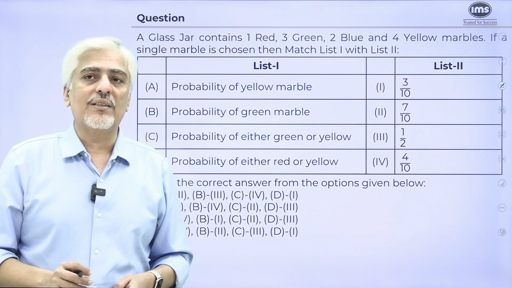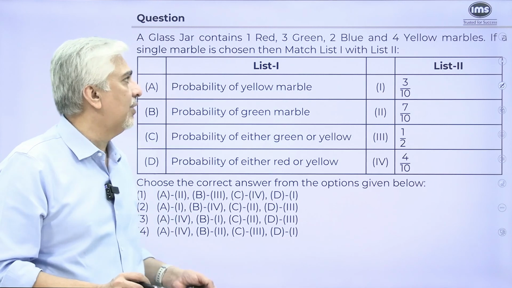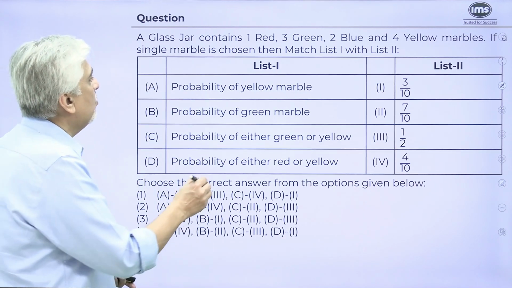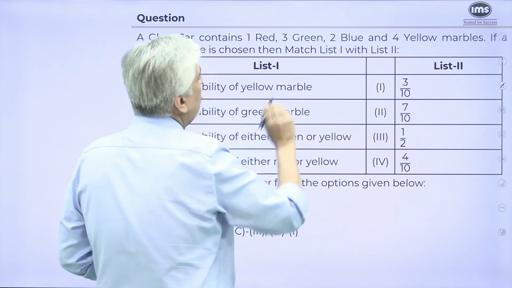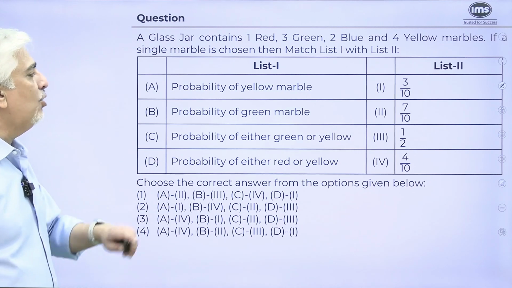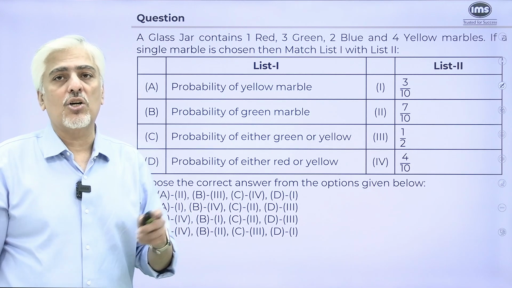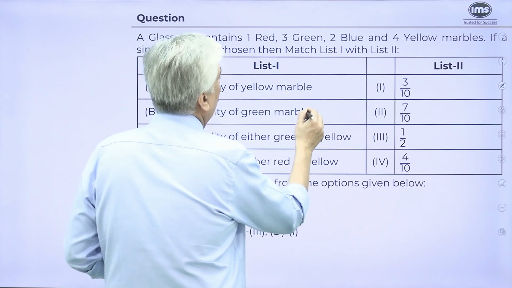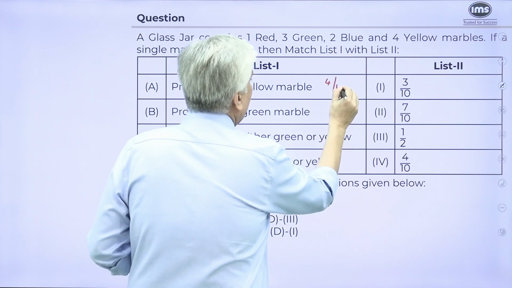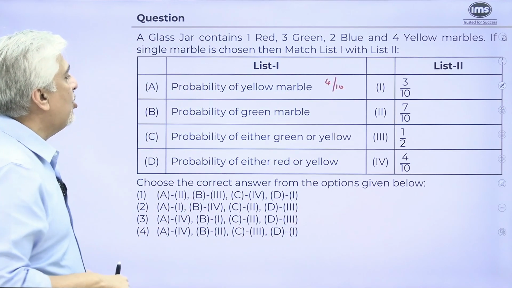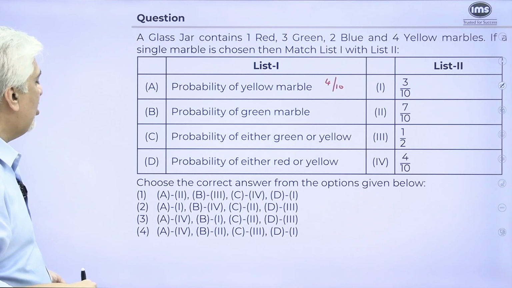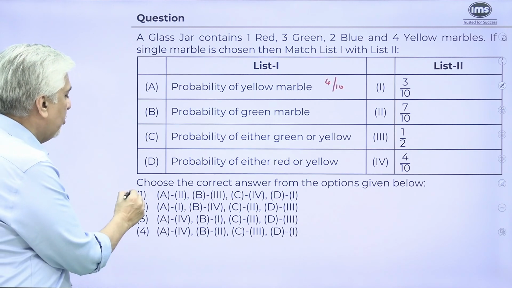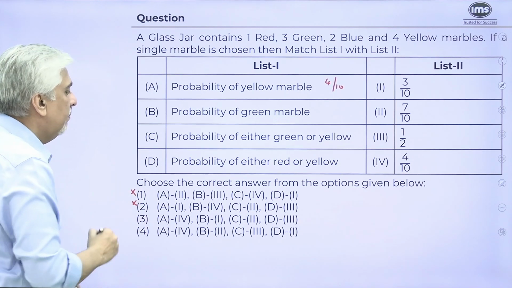Let's look at the next one. Very straightforward question. A jar contains 1 red, 3 green, 2 blue and 4 yellow marbles. We need to match the probability, match the column. Probability of yellow marble. So what is yellow? Yellow is 4. 4 out of 10. So A is matching with 4, which means option 1 and 2 are out.